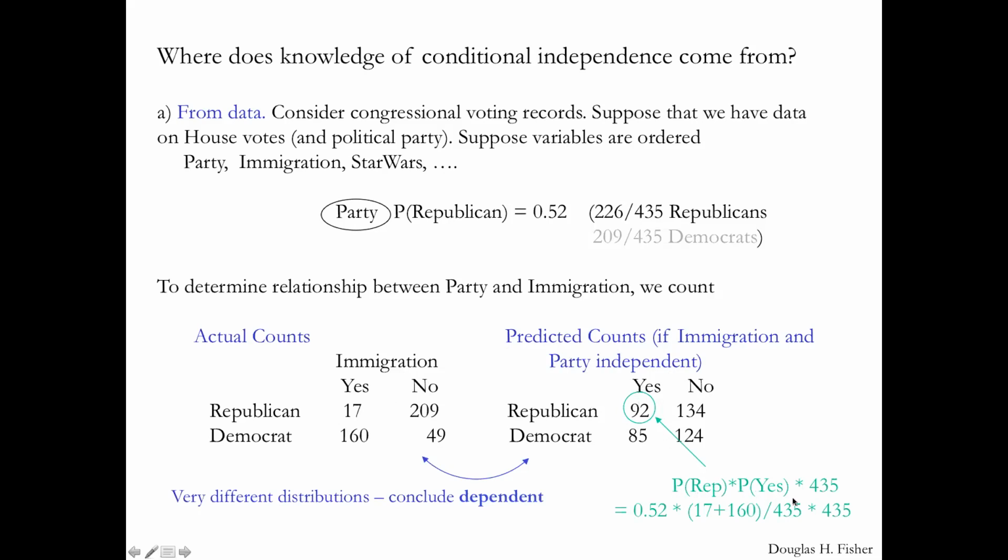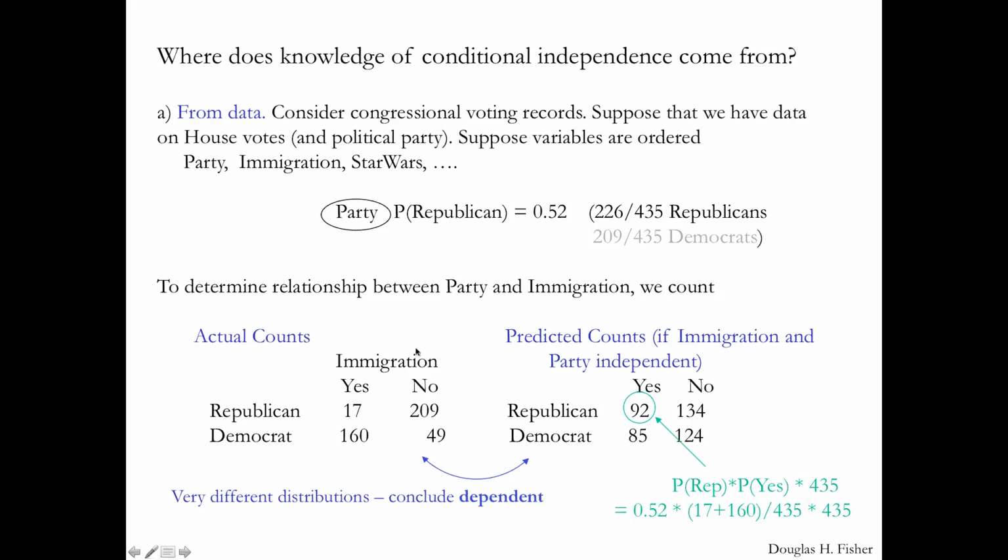You make an assumption of independence between party and immigration, and if you want to know the joint predicted probability of a yes vote by a Republican, it's the probability of Republican times the probability of yes times 435. And so that is, under the assumption of independence, the number of yes votes by Republicans you would expect. This is the number of no votes by Republicans. And you do the same for Democrats. And so this is a predicted matrix of counts, and this is the actual matrix of counts.